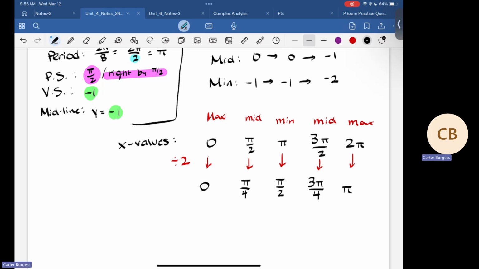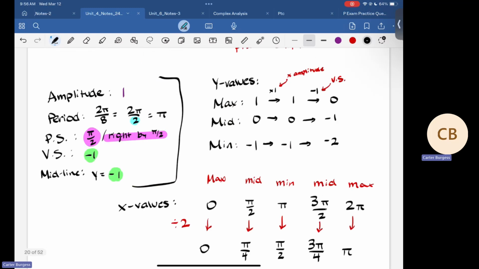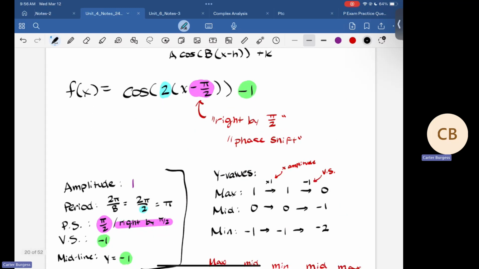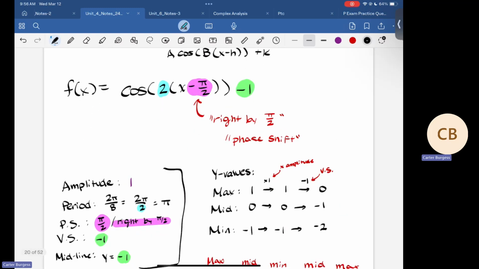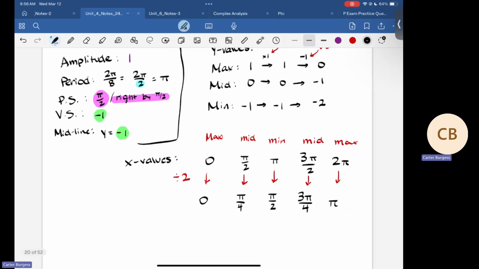How do we feel about our first layer of transformation? Not too bad. Okay. Second layer, we need to deal with the parentheses now. How do I undo the minus pi over 2 that my equation is trying to make me do? I need to add pi over 2 to everything.